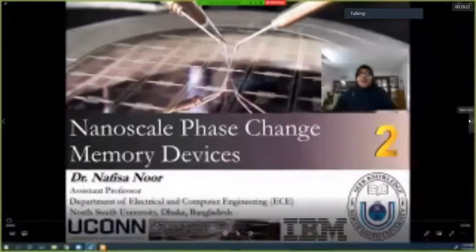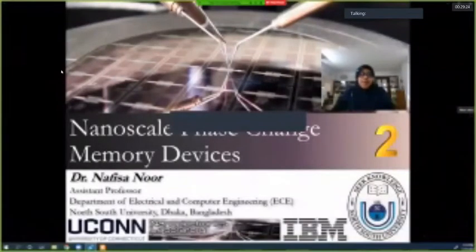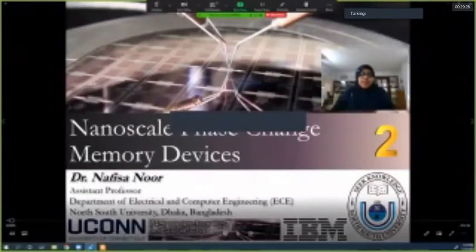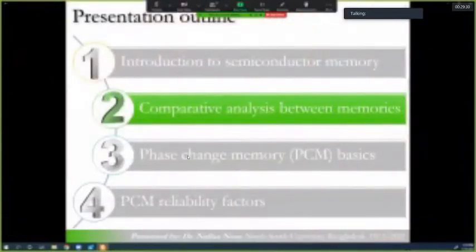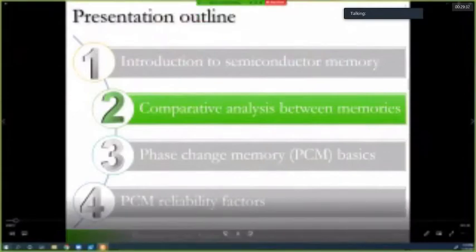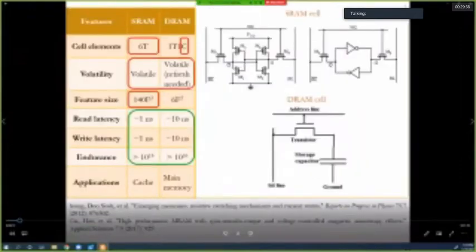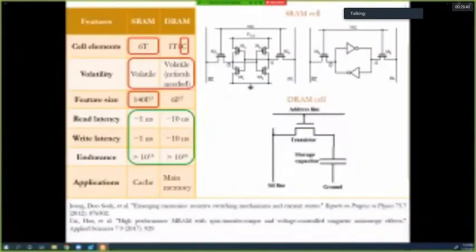Hello again. Welcome back to the second module on the webinar on nanoscale phase change memory devices. In this module, we're going to compare various existing and emerging memory technologies. We have already learned about the existing memory technologies, SRAM and DRAM. SRAM stands for static random access memory, and DRAM stands for dynamic random access memory.